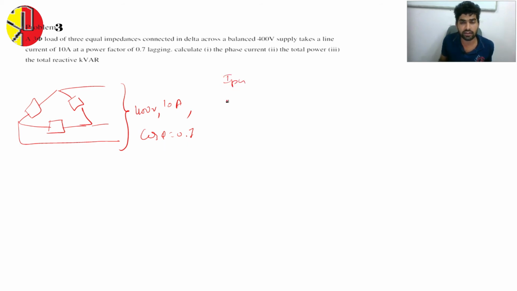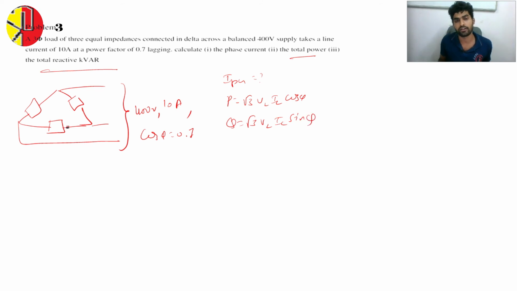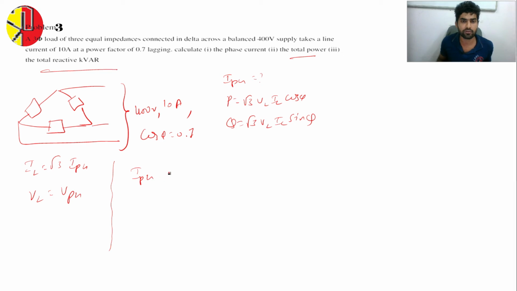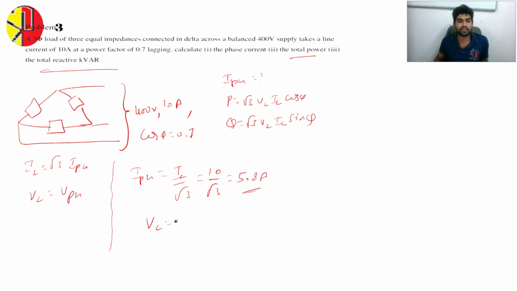I phase we need to calculate, and then total power, that is power is equal to root 3 VL IL cos phi. Okay, and total reactive kVAR. So Q is equal to root 3 VL IL sin phi. We need to calculate, right? So the delta conditions relation between voltage and current is IL is equal to root 3 I phase, right? And VL is equal to V phase, right? So first I'll calculate I phase now. I phase is equal to what? IL by root 3, that is 10 by root 3, 5.8 amps, right? Next, VL is equal to V phase is equal to 400 volts, right?